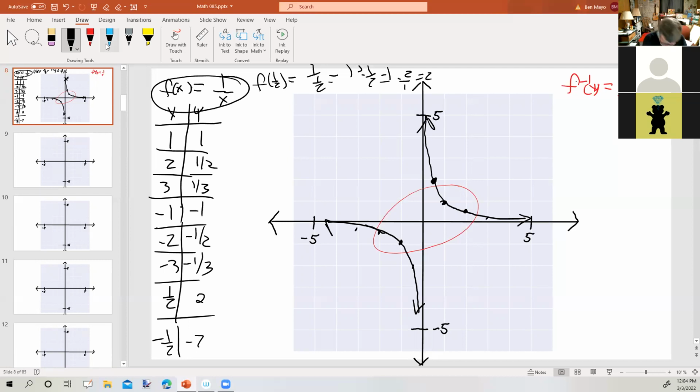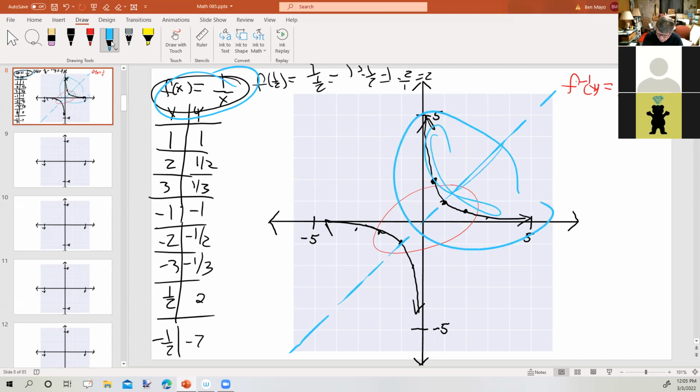But let's draw the line y equals x. Can you see that this function in and of itself is symmetric about the line y equals x? Take a look at that piece. Isn't it symmetric about the line y equals x? And so is this. So its inverse would just be the whole thing. If you rotated it around the line y equals x, it would look the same, wouldn't it?